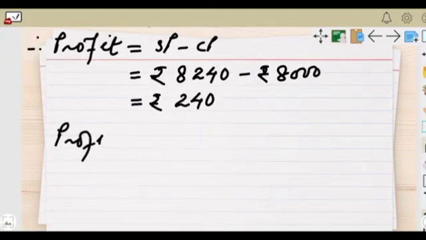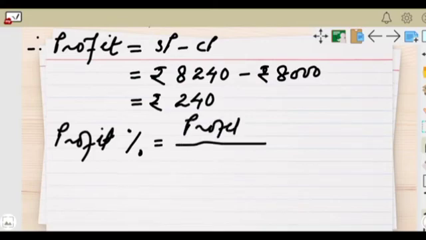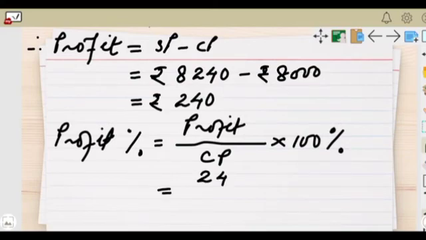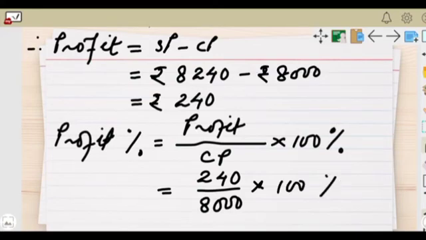Profit percent. What is the formula? Profit divided by CP into 100. Then there should be percent. So what is the profit here? Profit is 240. And what about the cost price? Cost price is 8,000. Here 100, then percent. Okay.